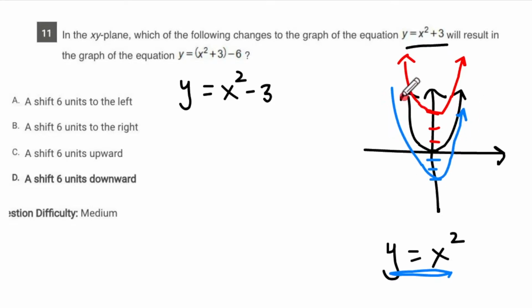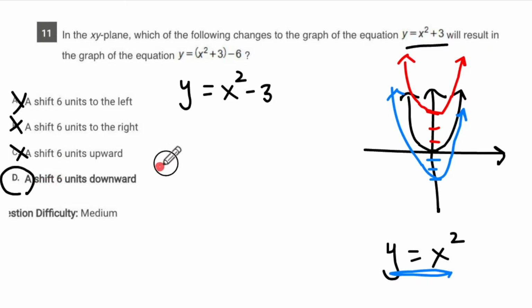Same shape, even though mine don't look the same, but it's shifted. So let's see what happened to our graph from the red graph right here to the blue graph right here. That's what happened to it. So did it shift 6 units to the left? No, it didn't. Didn't move left or right at all. Did it shift 6 units to the right? No. Did it shift up 6 units from this one to this one? No. It shifted 6 units downward, so that's what it looks like.